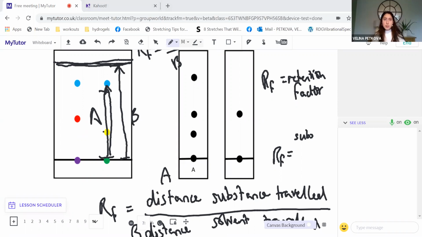Is this in the ACO syllabus? Yes, it is. It's quite at the start of the ACO syllabus. Can the RF value be bigger than 1? No, it is always smaller than 1, as the solvent always travels further than your substance, okay? So your solvent will always be higher than your substance, so the RF value will always be smaller than 1. Is the solvent always water? Probably for the cases you will see, yes, it is.